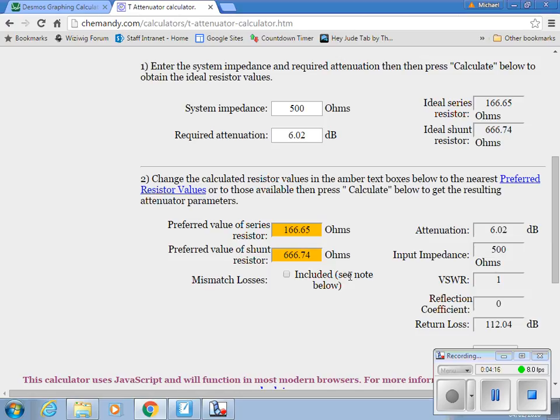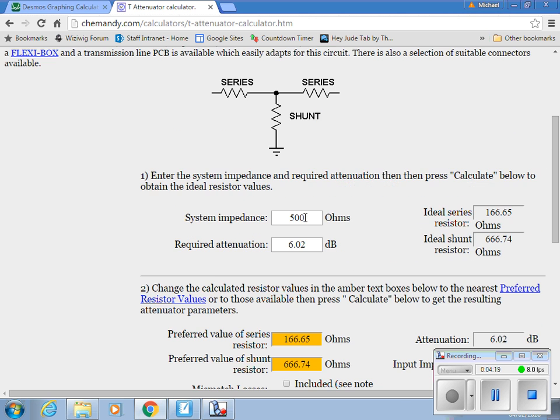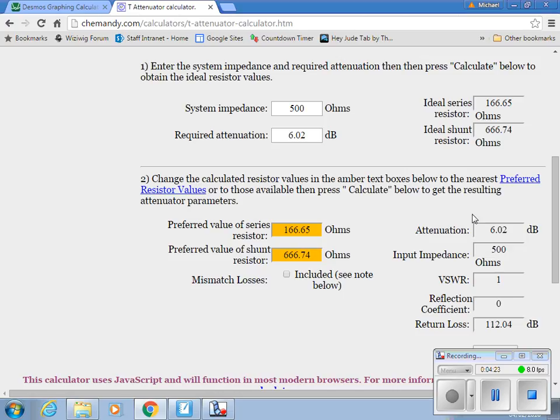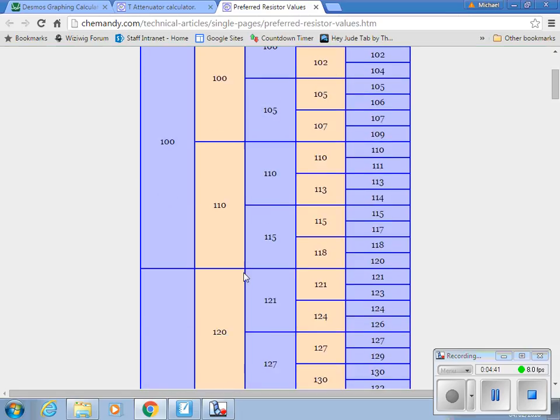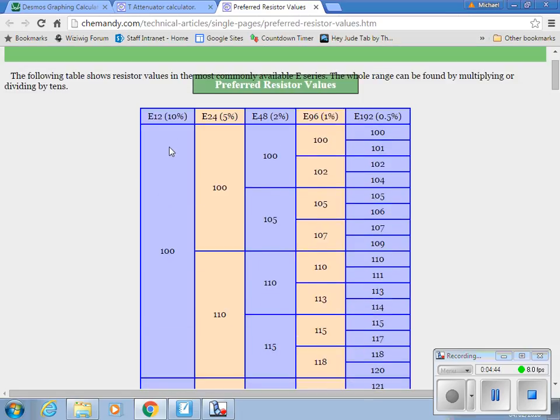From that, we can have a look, and up here, it's quite handy, there's a link to preferred resistor values from different ranges. What I usually do is click that with the wheel, so I get it open in another window and don't have to keep flicking backwards and forwards. We've got various values from various ranges: the E12 range of 10%, the E24 range of 5%.